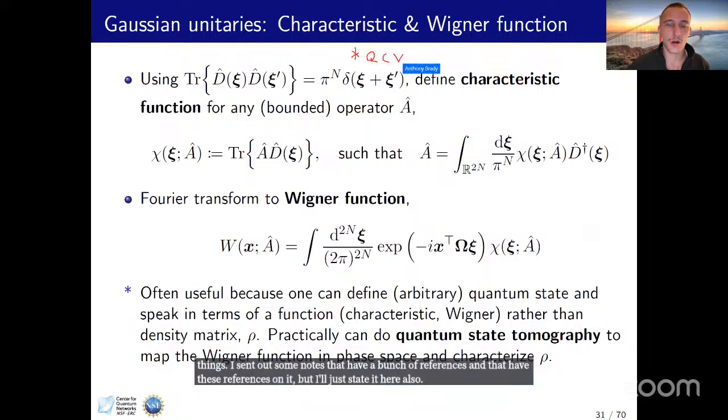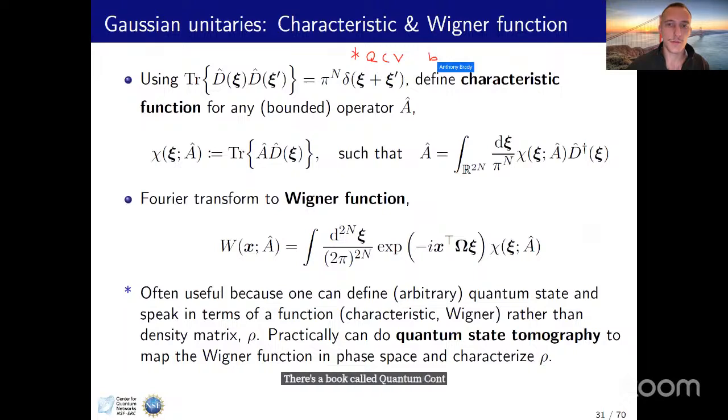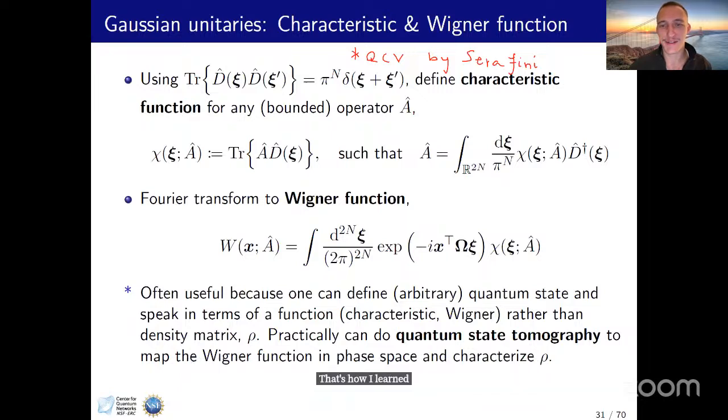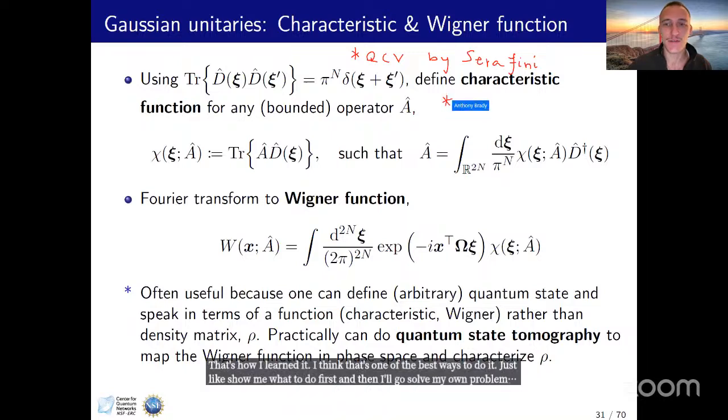There's a book called Quantum Continuous Variables by Serafini. It's actually a small book, and so it's quite nice. And he has a bunch of worked out examples. He has exercises for the reader, but then he gives you full solutions to it. So that's how I learned it. I think that's one of the best ways to do it. Just show me what to do first, and then I'll go solve my own problems later. So that's Quantum Continuous Variables by Serafini.